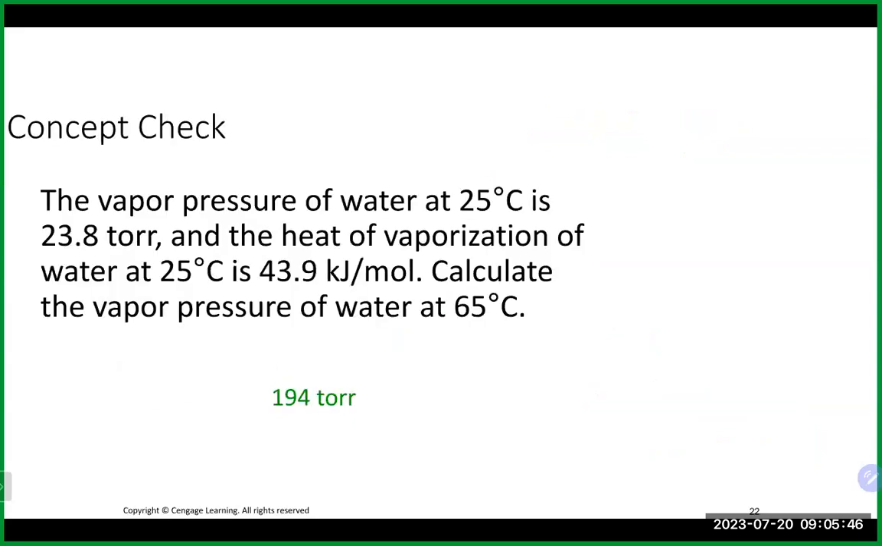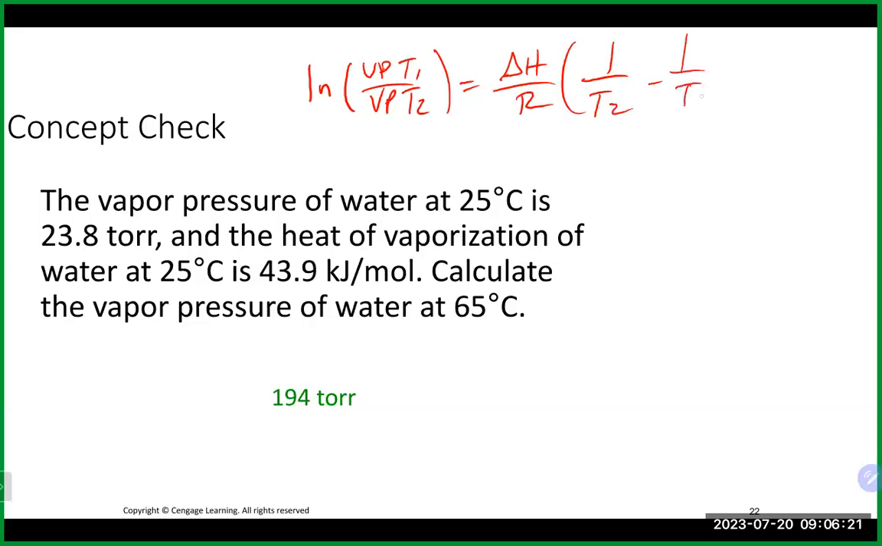So let's take a look at this one here. The vapor pressure of water at 25 degrees Celsius is 23.8 torr, and the heat of vaporization is 43.9. Calculate the vapor pressure at 65. So if we use our equation that we just saw on the previous slide, that is the natural log of the vapor pressure at T1 over the vapor pressure at T2 equals delta H over R times 1 over T2 minus 1 over T1.